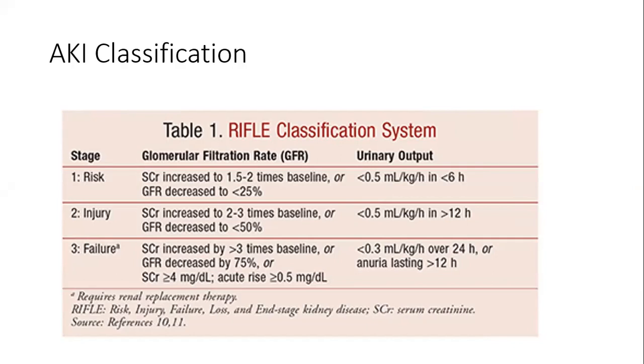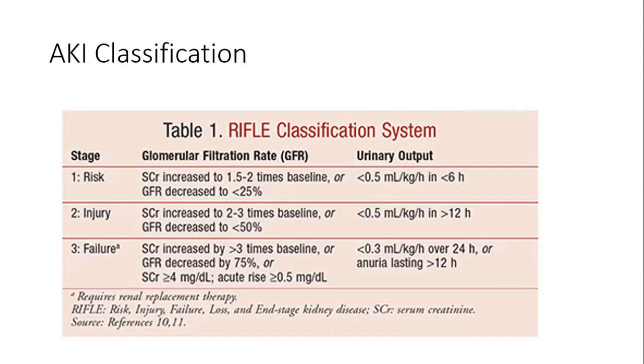The second stage is injury. So the serum creatinine increased to 2 to 3 times above baseline, or GFR has reduced by less than 50%. It's called injury. And the urine output is less than 0.5 mL per kg per hour for more than 12 hours, right? And failure is when serum creatinine has increased by more than 3 times above baseline, or GFR is decreased by 75%, or in any case the serum creatinine has moved to more than 4 mg per dL, and there is an acute rise by more than 0.5 mg per dL, right?